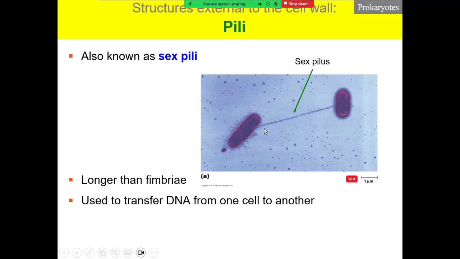But the sex pilus is hollow, and then a plasmid can come out of this cell and then move through the sex pilus and then enter the F minus cell. So the sex pilus is used to transfer DNA from one cell to another. Pili is plural, pilus is singular, and there's only one here, so the sex pilus. Any question about the sex pili?